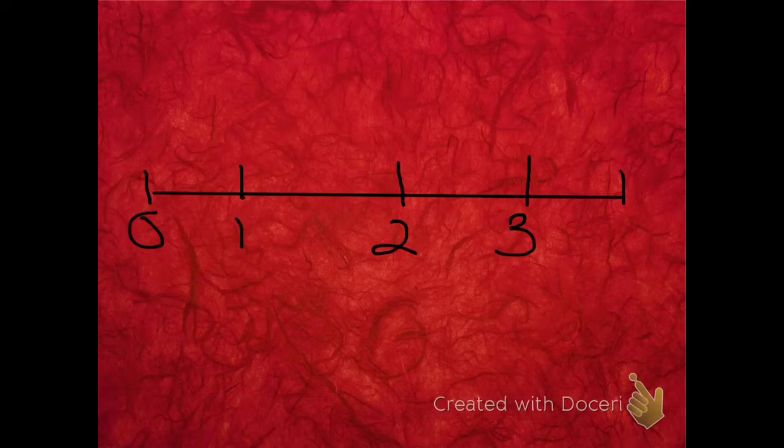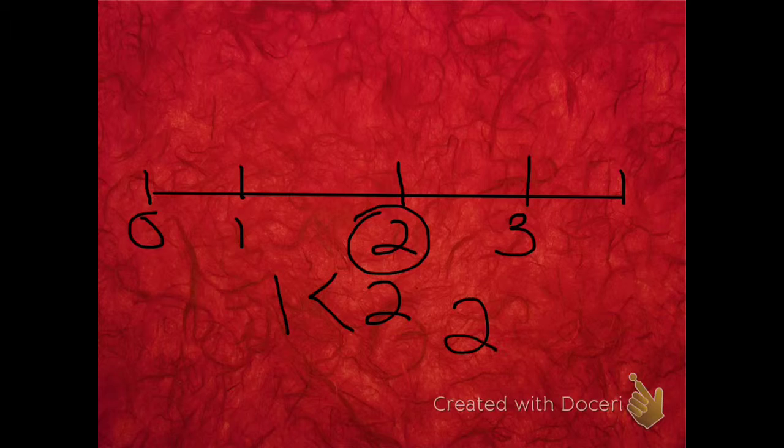We have used number lines to compare whole numbers in the past. I know by looking at this number line that 1 is less than 2 because 2 is on the right. It's further right than 1. But looking at this number line, I can tell that 2 is less than 3 because 3 is further on the right. Today we're going to use number lines to compare fractions.